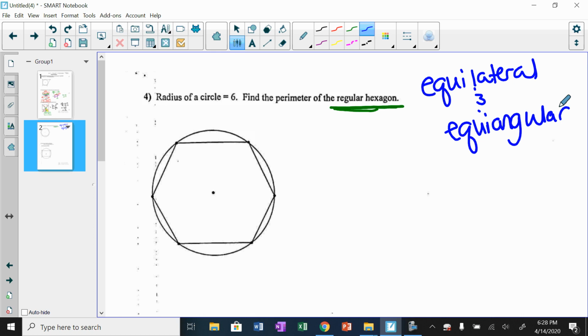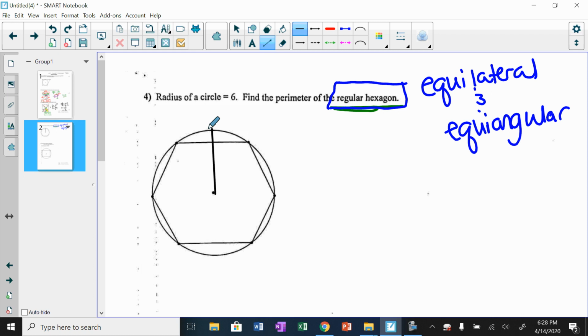But then you have something like a square. A square is considered regular because it's equilateral, all the sides are congruent, and it's equiangular, all the angles are 90, right? So just because you're equilateral does not necessarily mean you're equiangular and vice versa. But a regular polygon has to be equilateral and equiangular. So it's telling us the radius of the circle is equal to 6, and we want to find the perimeter. Now remember, we've done a problem like this already. I can draw the radius like that, but that's not going to be helpful to us. Where should we draw the radii to help us out? We want to draw the radii right to the corners where our polygon touches our circle.